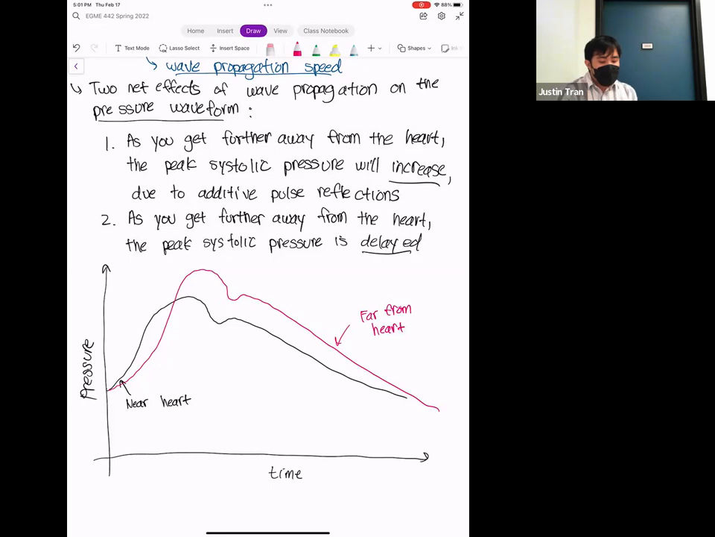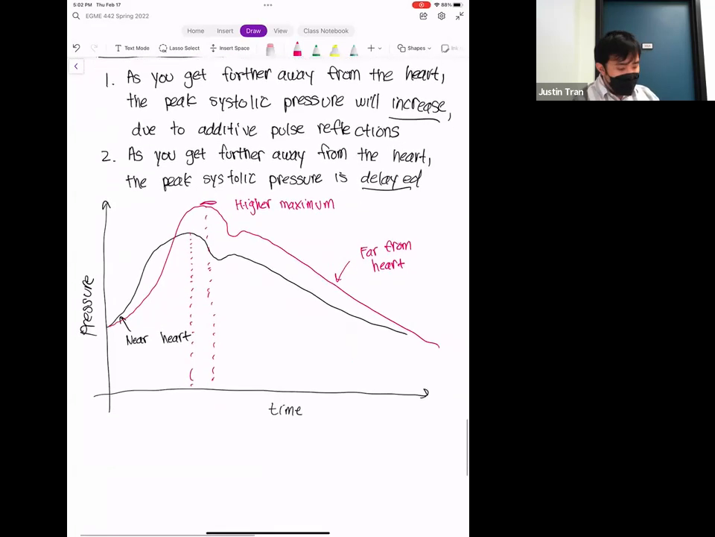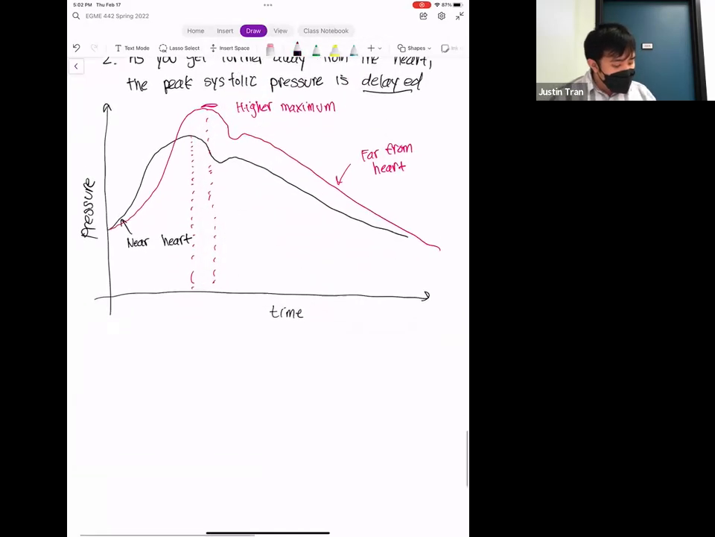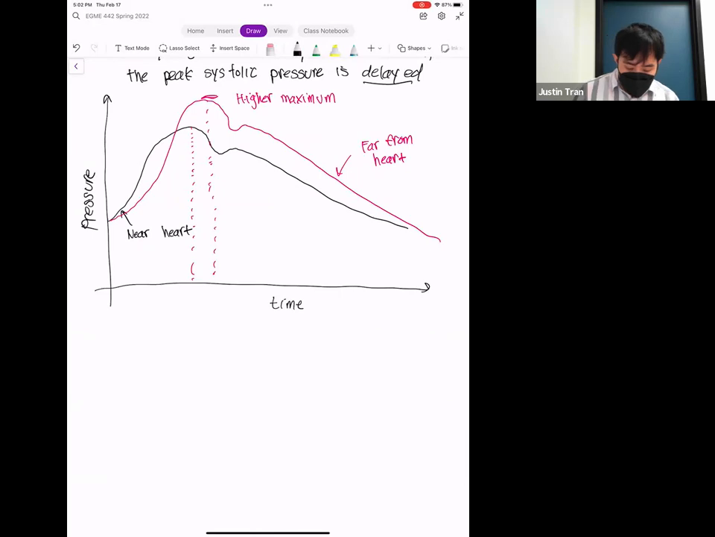Okay. And so you can see here that the pink curve obviously reaches a higher maximum, right? But it's also delayed. If you look at where the peak pressure is on the near-heart waveform, and you compare that to where the peak is on the far-from-heart waveform, there's a little bit of a delay. And that delay is due to the fact that pressure waves propagate at a fixed, finite speed. Okay. And so that's the illustration. The next question I think that's fair to ask is, how do we compute the wave propagation speed? Okay.